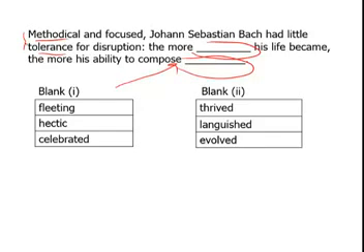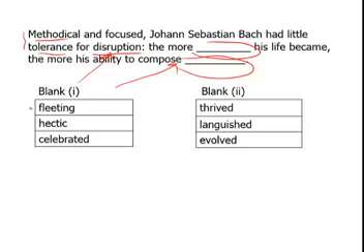You should also figure out what the relationship between the blanks is. So let's read the sentence. "Methodical and focused, Bach had little tolerance for disruption. He did not like disruption. The more blank his life became, the more his ability to compose blanked." So we've identified the keyword, but now let's look at the relationship between the blanks. The more unpredictable his life became, the more his ability to compose diminished. Notice he had little tolerance for disruption. Or the more orderly his life became, the more his ability to compose improved. That's the gist of it.